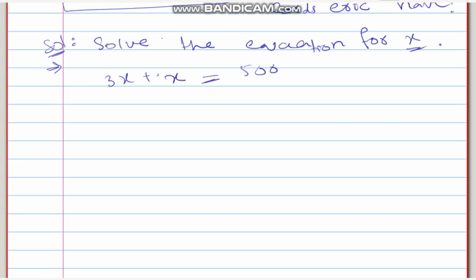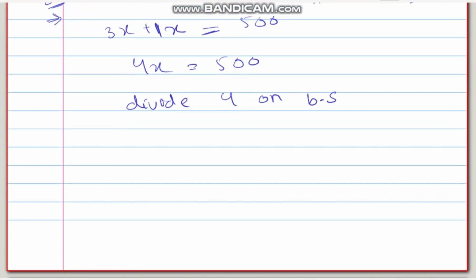So I have x, which has coefficient 1, and I have 3x. So it will become 4x is equal to 500. Now divide both sides by 4. So I get 4x divided by 4 equals 500 divided by 4, so x is equal to 500 divided by 4. Let's divide 500 by 4.